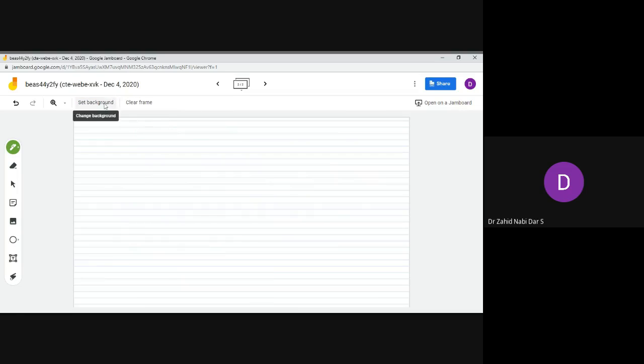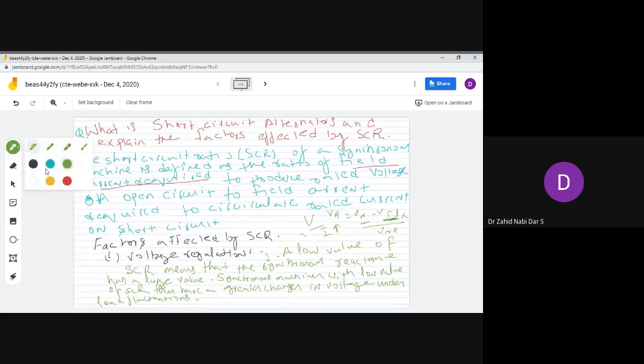So now we understood that the inherent voltage regulation of the machine becomes poor in this case. So we will write down: the inherent voltage regulation of the machine becomes poor. So this is one case. Then what are the other factors that affect the machine?